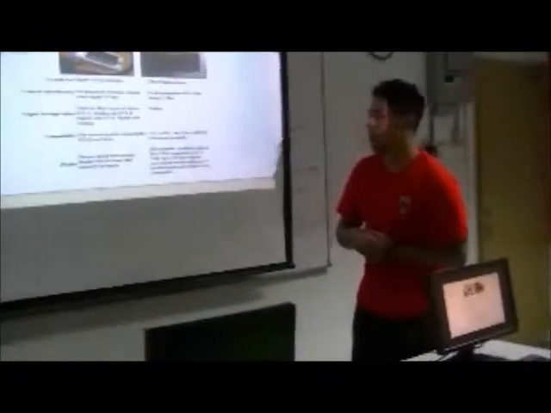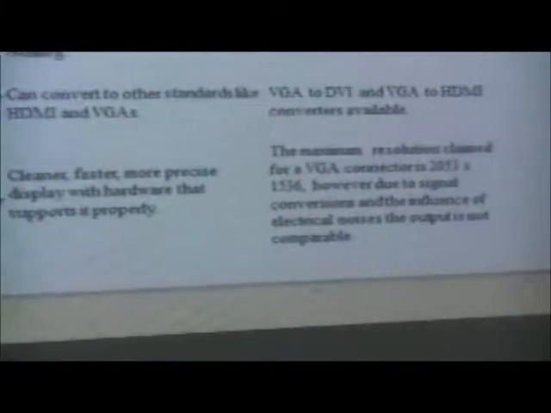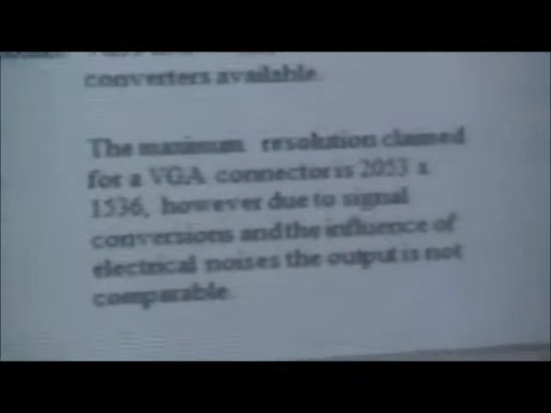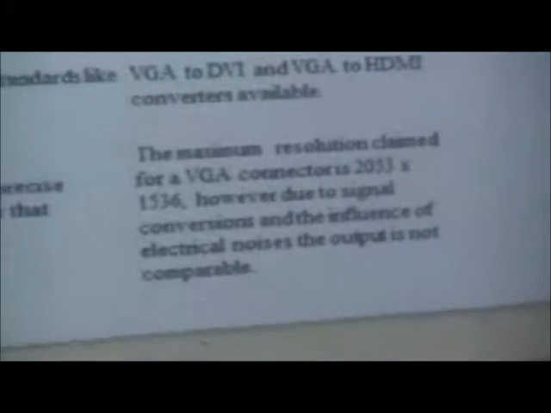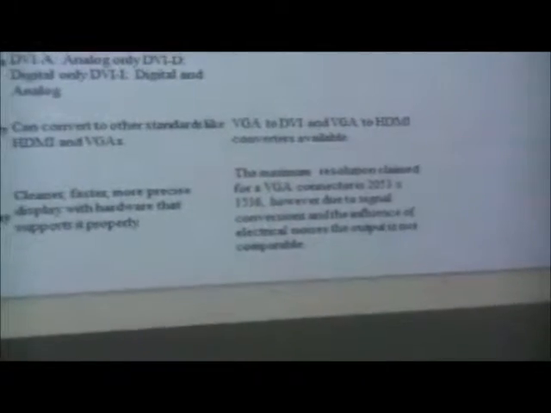And the last one is the display. DVI for sure is a cleaner, faster, more precise display with hardware that supports its properties, because DVI is advanced technology compared to the VGA. And for the VGA display, the maximum resolution claimed for the VGA connector is 2553 times 15,036. However, due to signal conversions and influence of electrical noise, the output is not comparable.